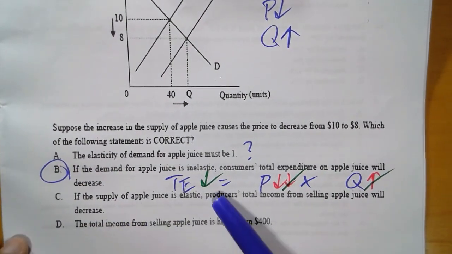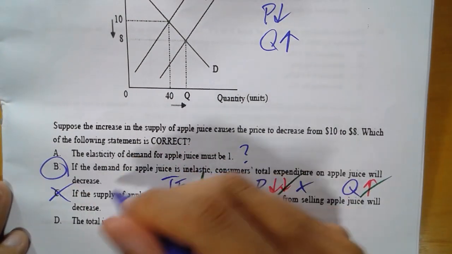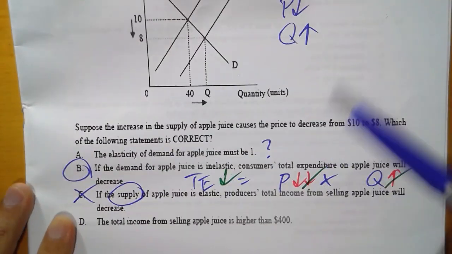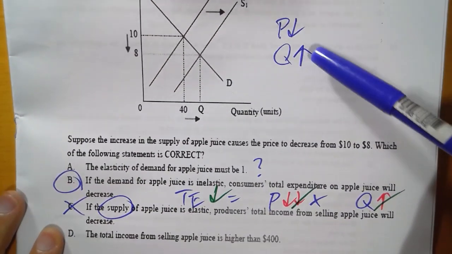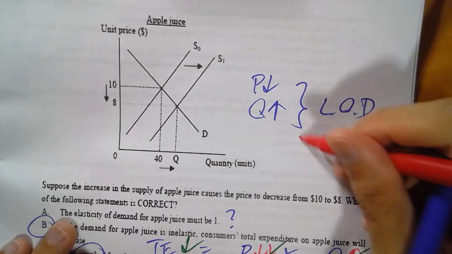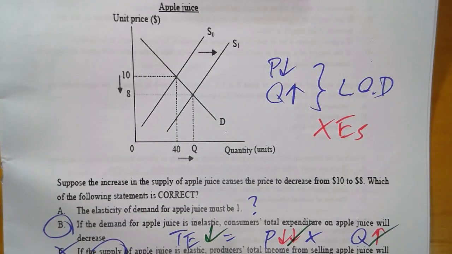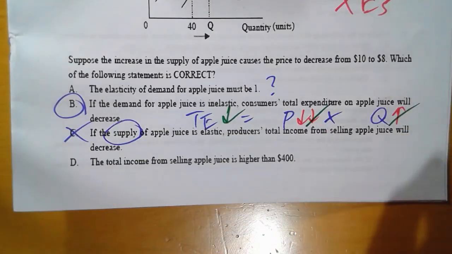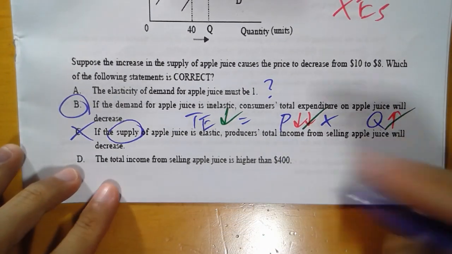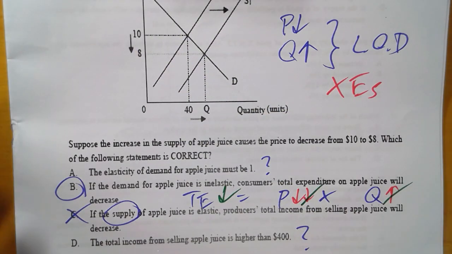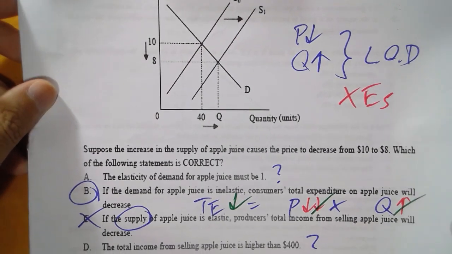Okay, C, I don't think I need to tell you, right? This is supply. Remember, because we are on opposite direction, this is the law of demand. So you cannot conclude anything about elasticity of supply since it does not follow law of supply. Okay, last one. The total income is higher than 400. How do I know? So this one, answer B. So moving on.